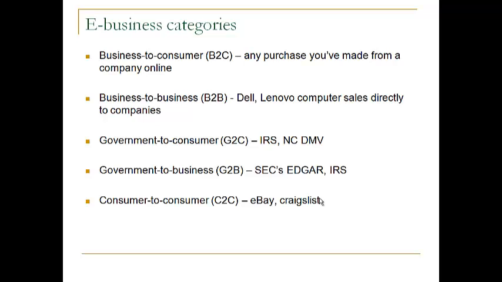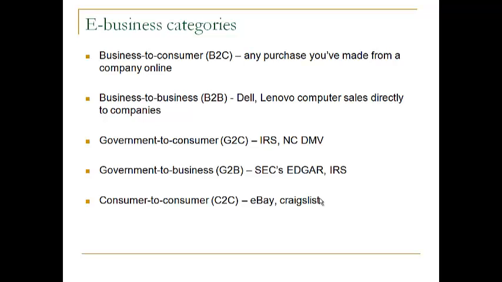Government to consumer, or G2C, we're talking here about the IRS, maybe the DMV, any government body that's doing any kind of business with its constituents online. You interacting with UNC Charlotte could actually be considered government to consumer since we're a state school.